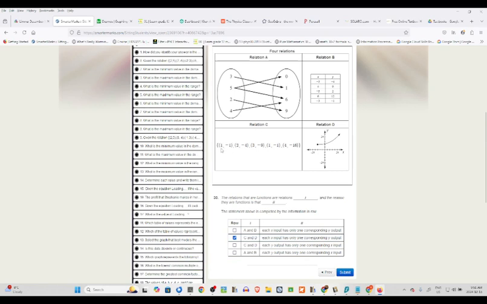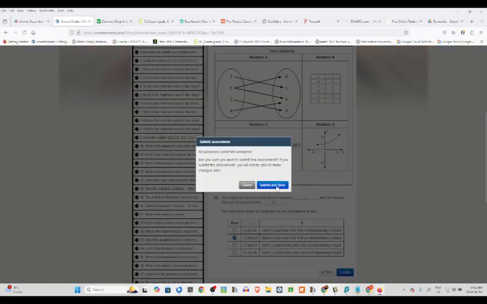Relation C, we have 2 entries for 1, but they both are 1, -1, so it's still a function because there's only one Y associated even though the X is repeated. And D passes the vertical line test. So now, quick pause to make sure that there's nothing wrong on the answer key here. Yeah, it looks okay, so we can submit.